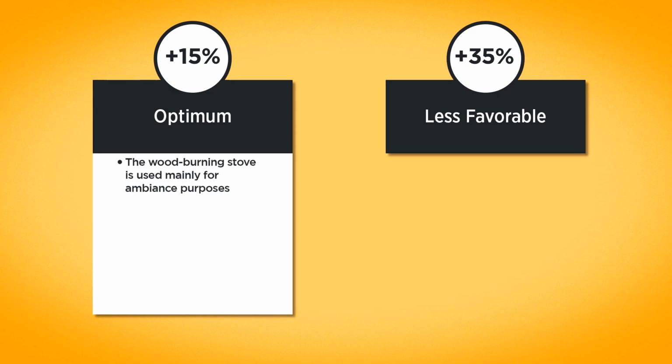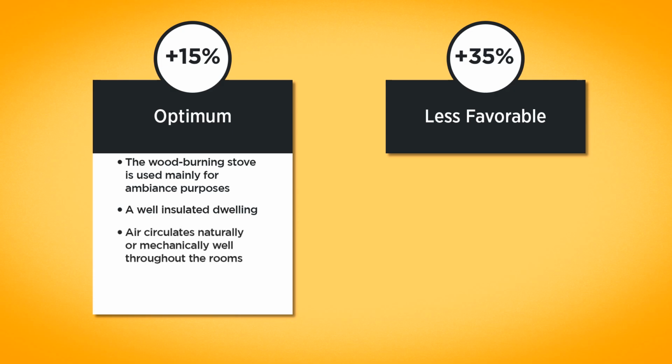The wood-burning stove is used mainly for ambient purposes. A well-insulated dwelling. Air circulates naturally or mechanically well throughout the rooms. In which case, we recommend adding approximately 200 square feet.